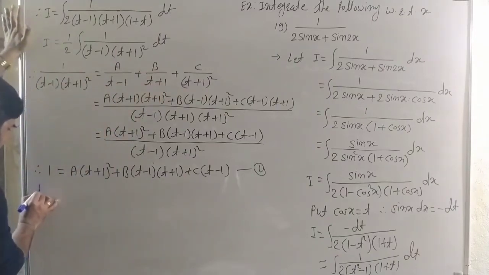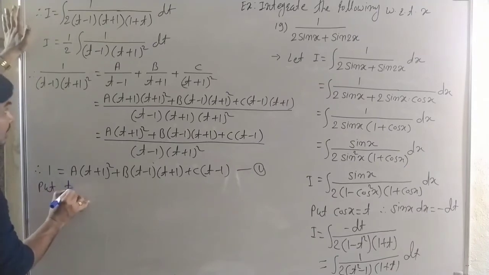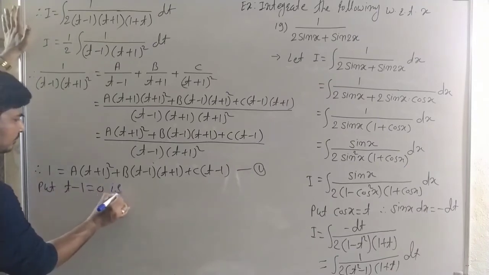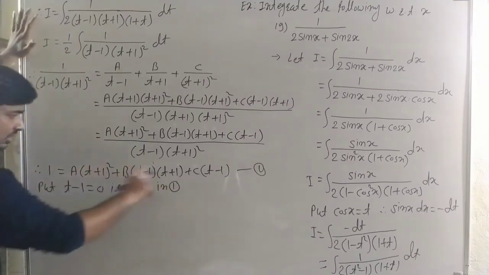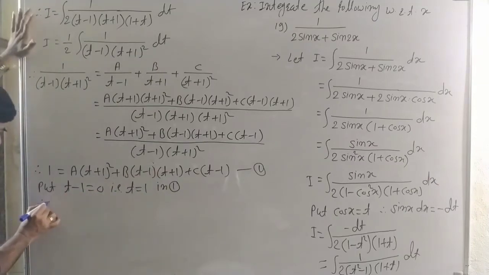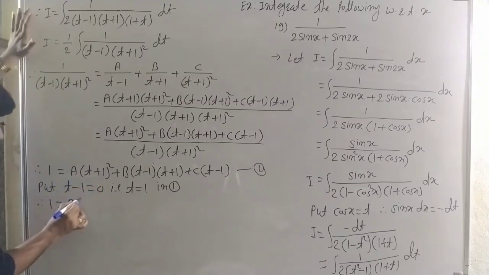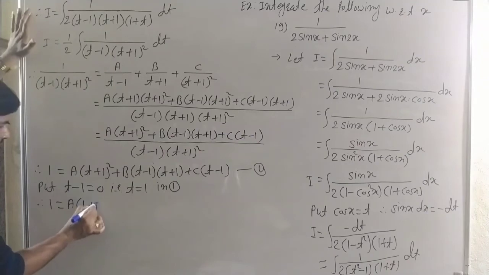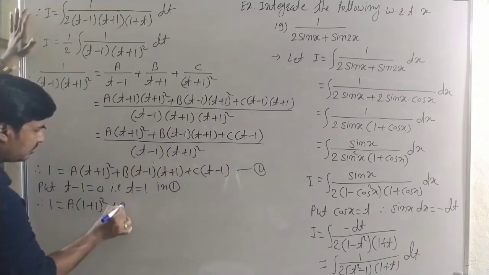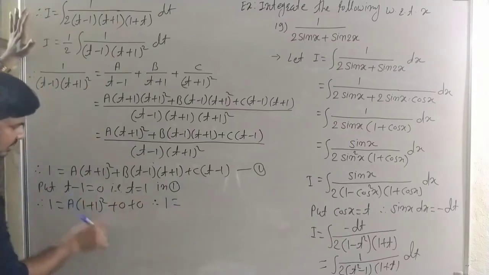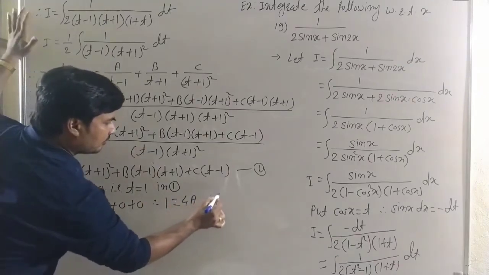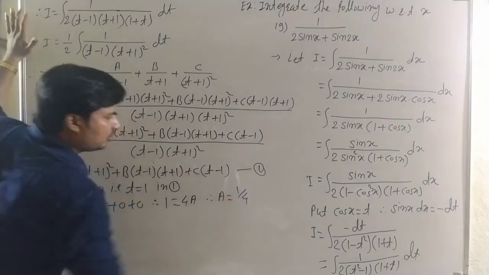Now here put t minus 1 equal to 0, that is t is equal to 1, in equation number 1. See carefully, in equation number 1 we put t minus 1 equal to 0. Therefore a into 1 plus 1 square, since t is equal to 1, and t minus 1 is 0, so the other terms are 0. Therefore 1 is equal to 2 square a, that is 4a. a is equal to 1 by 4.